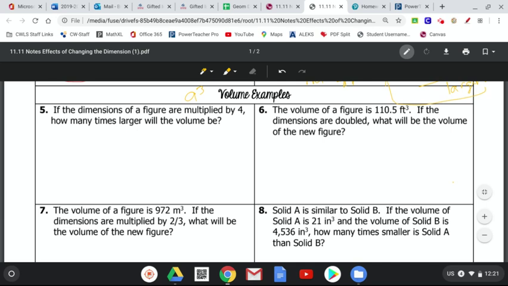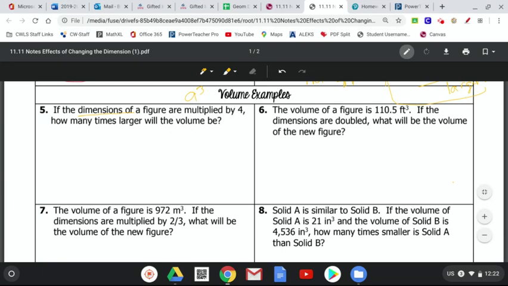All right, guys. So now we're moving on to volume, which is going to be that scale factor cubed, to give us the relationship between the two volumes. So basically, in the first one, when they say dimensions, that just means length, width, height, slant height, whatever. It can be any figure. I draw cubes so I can get a picture in my head, because that's the simplest one to draw. So if the dimensions of a figure are multiplied by 4, how many times larger will the volume be?